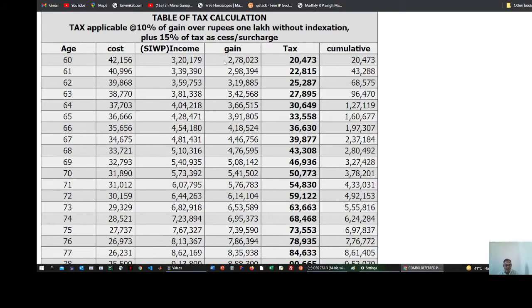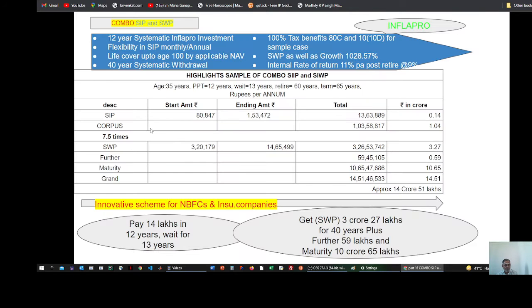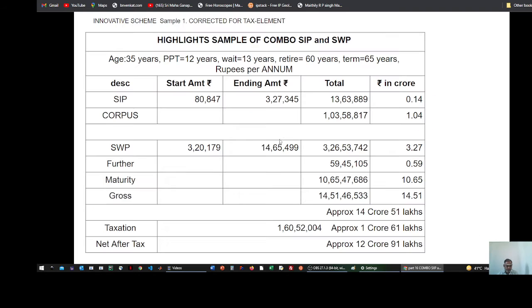Now let us go to our page summary. Summary is, see, in the previous case we found the same figure 14 crore 51 lakh as the gross benefit, and the taxation is 1 crore 60 lakhs or 1 crore 61 lakhs approximately, and net after taxes 12 crore 91,000 rupees.